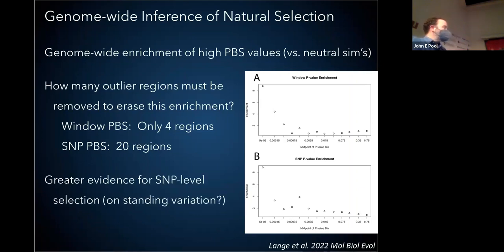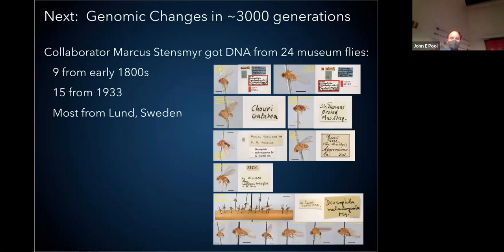And the fact that it was stronger evidence on the SNP level could again suggest that a lot of this selection may be on standing variation as opposed to new mutations. So what we're doing next, which I'm not planning to fully tell you about today because I've gone a little bit long here, is to actually extend to the time span of a few thousand generations.